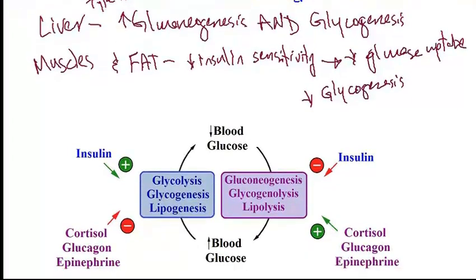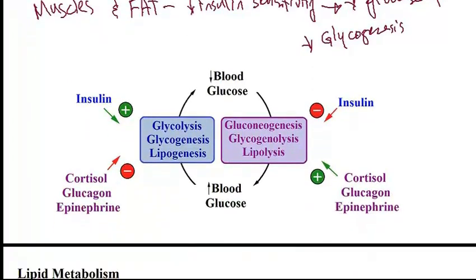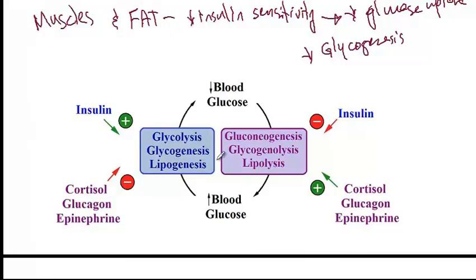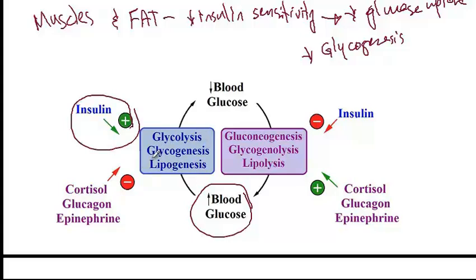So here is summarizing these pathways. That's basically generalizing how they work. If there is high blood glucose, then insulin needs to kick in in order to enhance glycolysis, glycogenesis, and lipogenesis. So any pathway that would destroy glucose or turn it into something else would kick in in order to reduce the blood concentration of glucose.